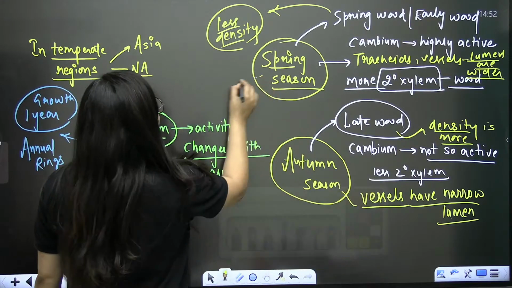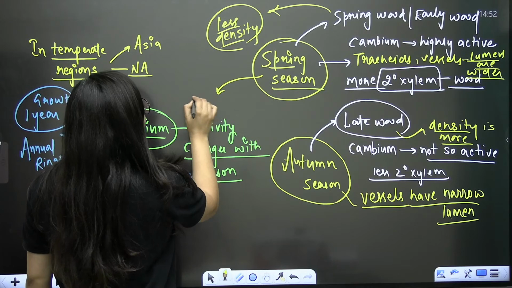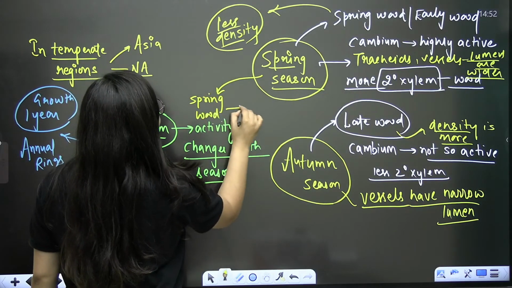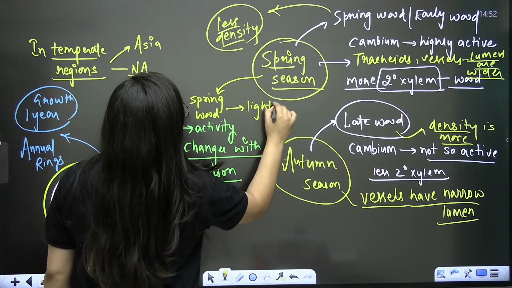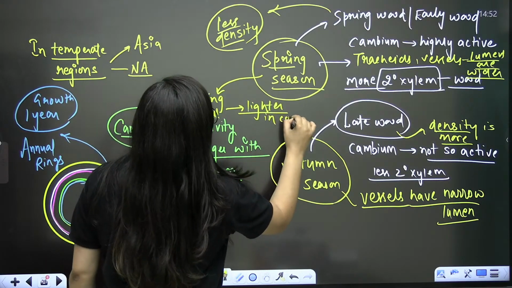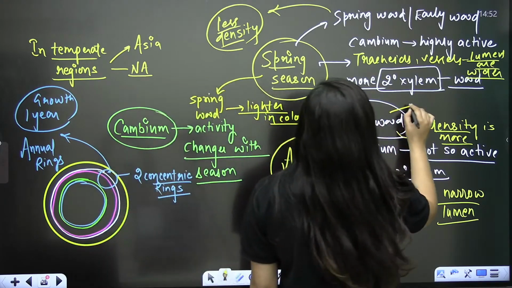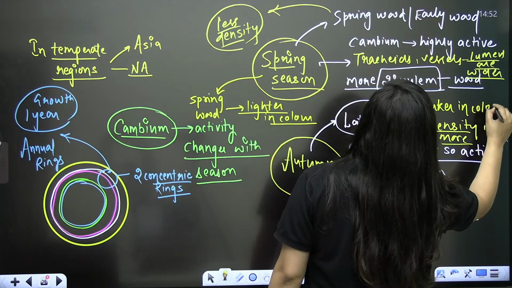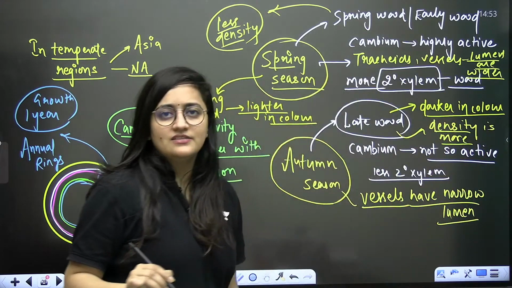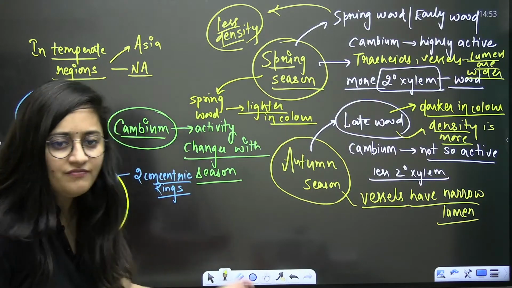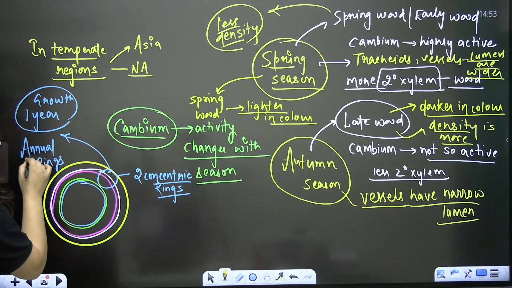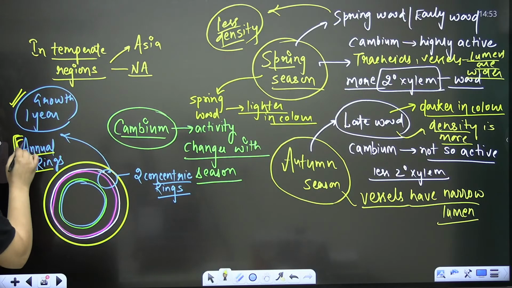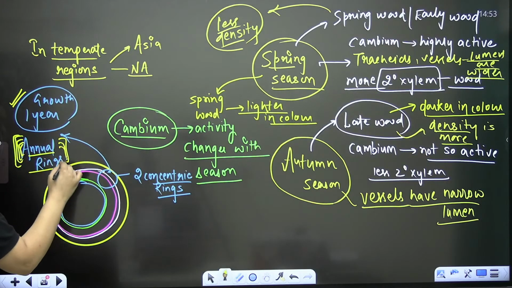And let me tell you students, the spring wood is lighter in color. It is less dense, so it is lighter in color. And the autumn wood, the late wood, will be darker in color here. Is that clear? Yes or no? So obviously two rings together are showing one growth year. It is showing an annual ring.